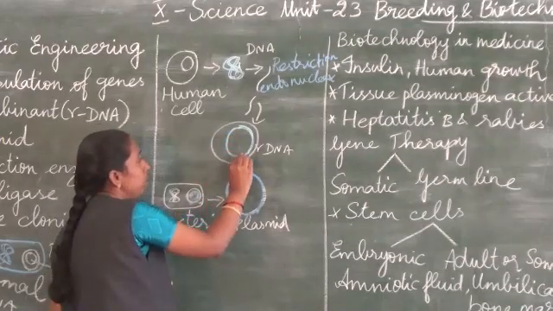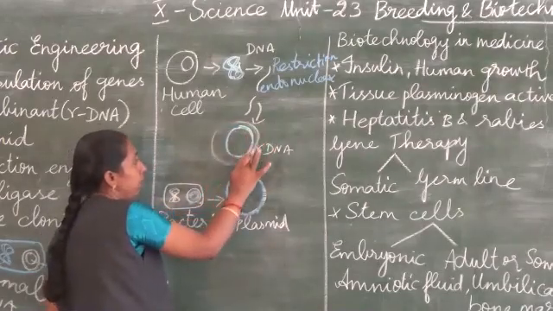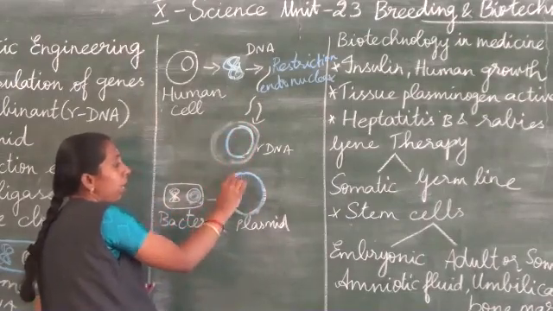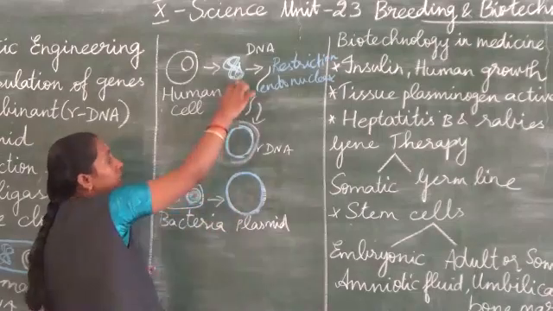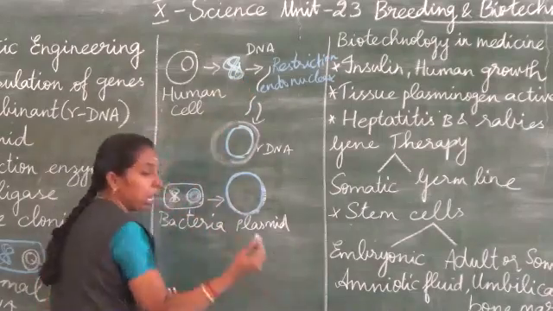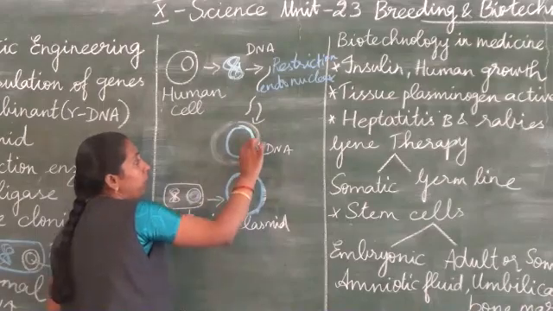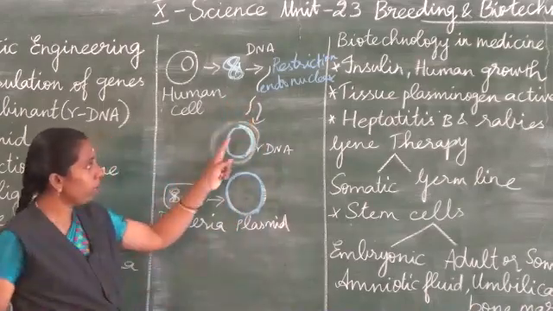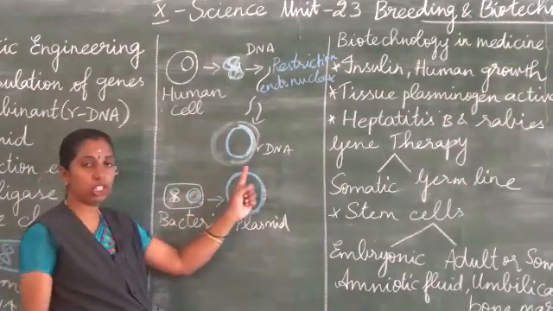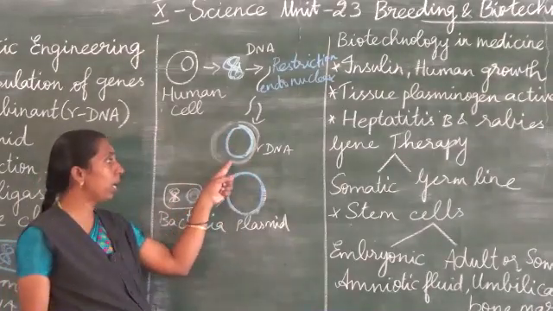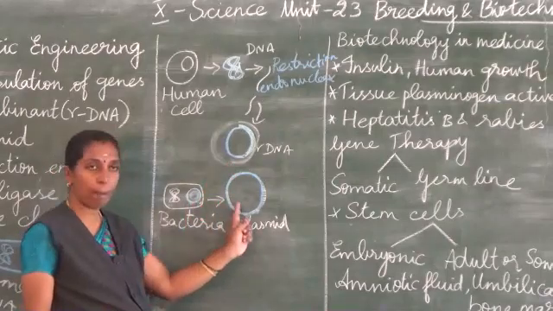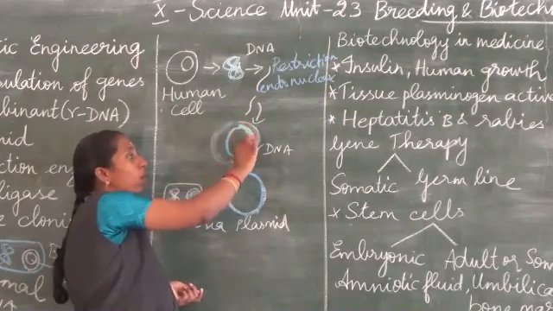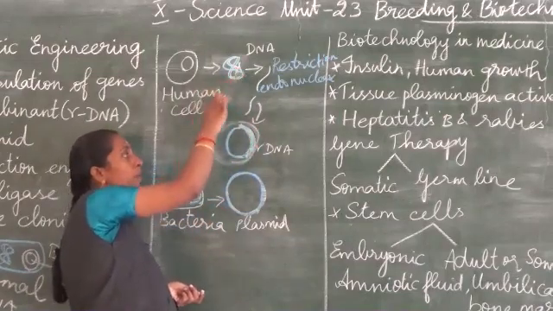So this is the plasmid. In this plasmid, the dark blue color is the plasmid, and the light blue is DNA from the human cell. See here, I have shown you the variation. The dark color is the plasmid from bacteria and the light blue color is the DNA from the human cell.